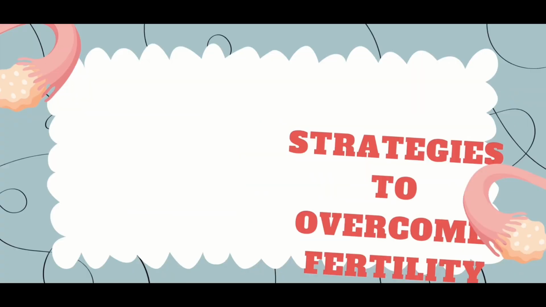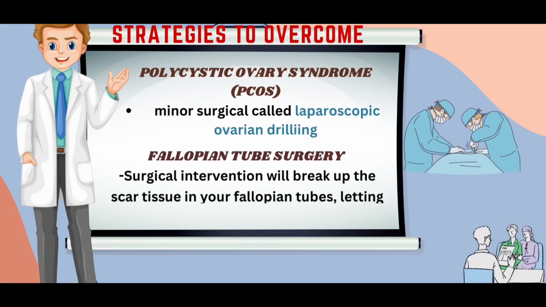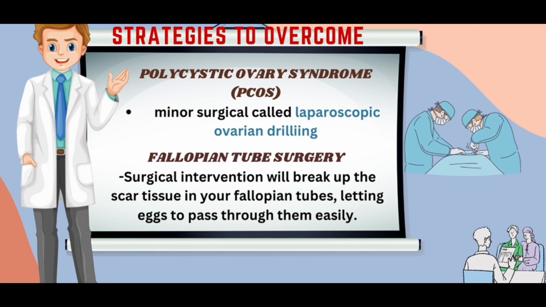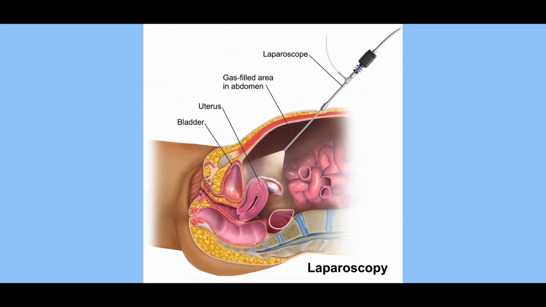Next, let's see what the strategies are to overcome the problem of fertility. Firstly, if a patient has PCOS, which is polycystic ovary syndrome, she needs to undergo a minor surgery called laparoscopic ovarian drilling. Ovulation cycles may return to normal if part of the ovaries is removed.